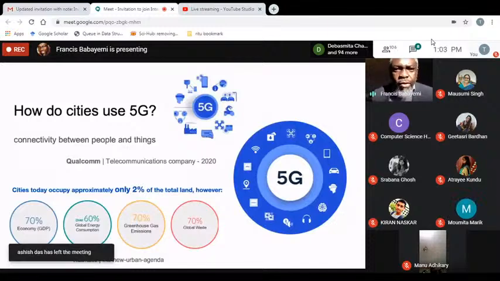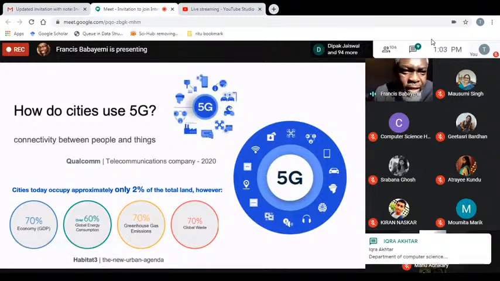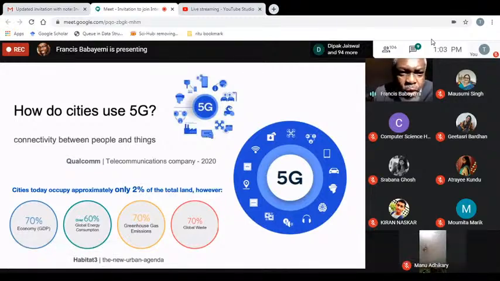2030, 2050, okay, and we talk about smart cities. So here we see that what would happen is the connectivity between people and things. Cities today occupy approximately 2% of the total landmass. However, the cities are generating 70% of the economic GDP, over 60% of global energy consumption, 70% of greenhouse gas emissions, and also 70% of global waste.